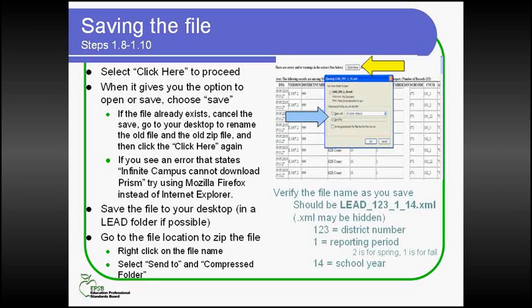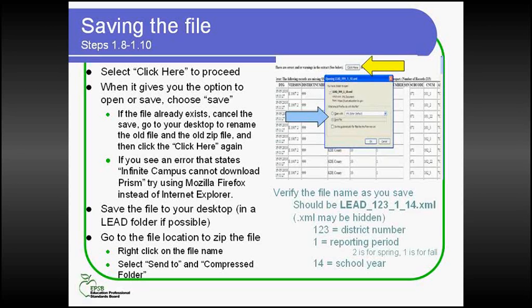It will create a new file each time, so make sure when you do that, you've shifted the old files to another location so you do have that historical record. If you see an error that says Infinite Campus cannot download Prism, make sure you're using Mozilla Firefox instead of Internet Explorer. So save the file to your desktop or a LEAD folder, just so long as you know where you're saving it. Then you do have to go to that file and zip it manually. So just right-click on the file name, select Send To, and Compressed Folder.